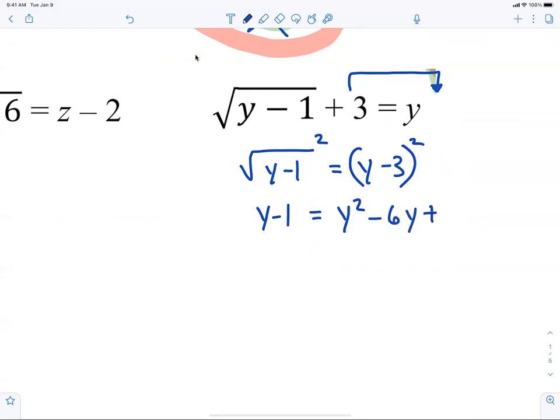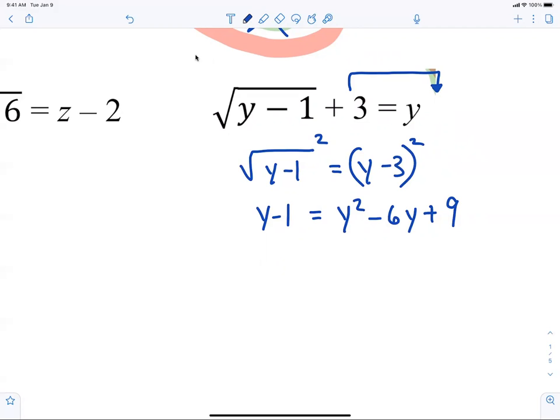Very good. But I'd like you to put it in order. Sorry, that's perfect. Anybody have any issues with that? Y squared minus 6y plus 9. Anybody? I don't mind showing you how y minus 3 times y minus 3.